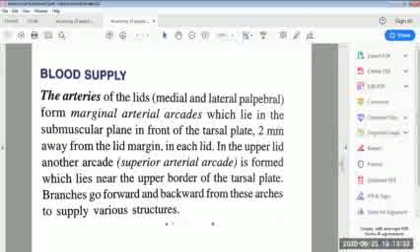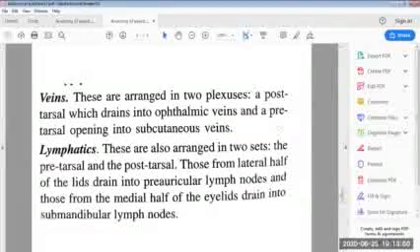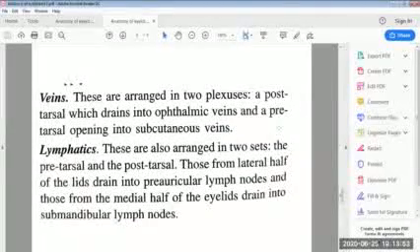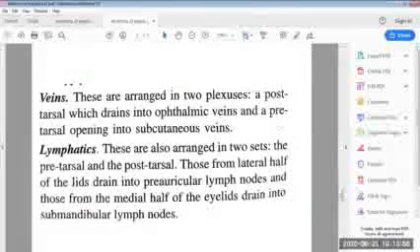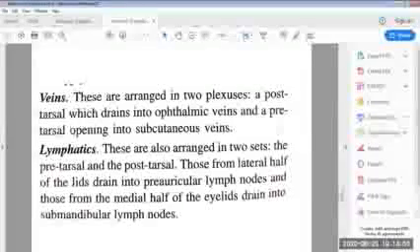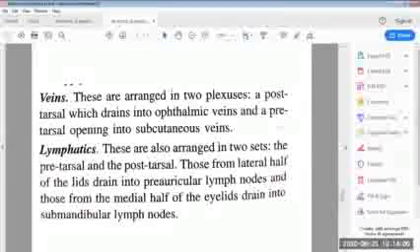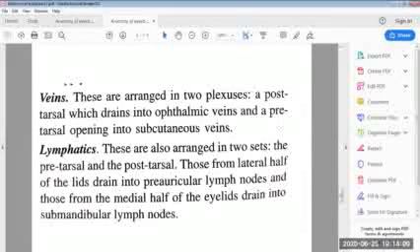In the upper lid, another arcade, which is called the superior arterial arcade, is formed, which lies near the upper border of the tarsal plate. The branches go forward and backward from these arches to supply various structures. Then next are the veins. The veins of the eyelids are arranged in two plexuses, a post-tarsal and a pre-tarsal plexus. A post-tarsal plexus drains into the ophthalmic veins, and a pre-tarsal plexus opens into the subcutaneous veins.